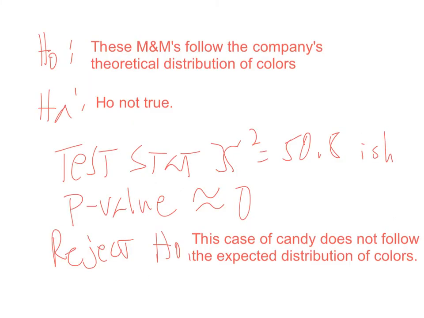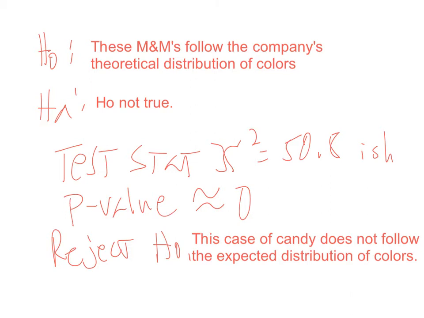So those of you that are not liking the symbolic ways of writing H0 and HA are going to love this. Basically, H0 says, yep, these M&Ms follow what we expected them to find. And HA, you can get more wordy, but why not just say H0 is not true? Because it either follows it or it does not. And then our test statistic is the chi-square value.